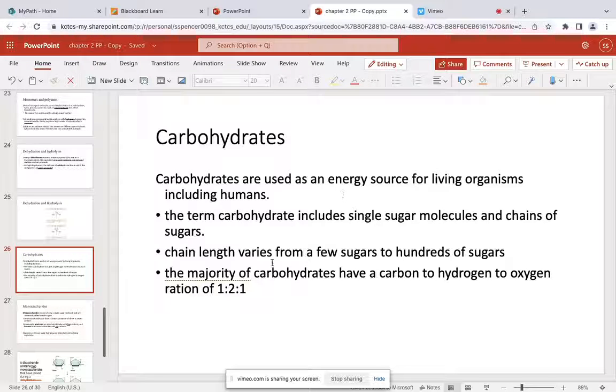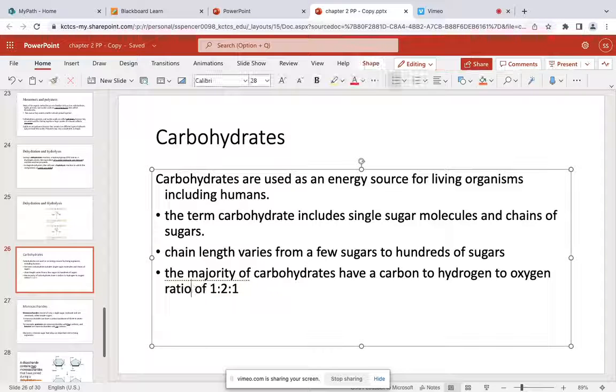They do exist in this configuration here, a 1:2:1 ratio. It's not really important for your purposes, but if you're going into chemistry or you're a biology major, I would probably stress this to you. Carbon to hydrogen to oxygen, this is typically the ratio that we see. But again, just knowing that it's an energy source, that's sufficient.